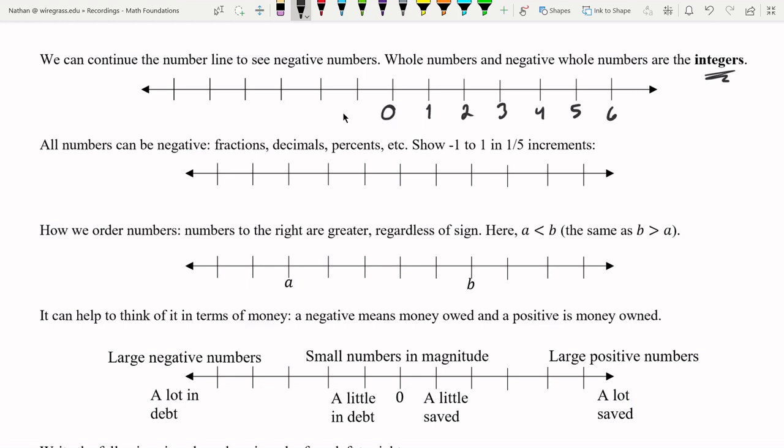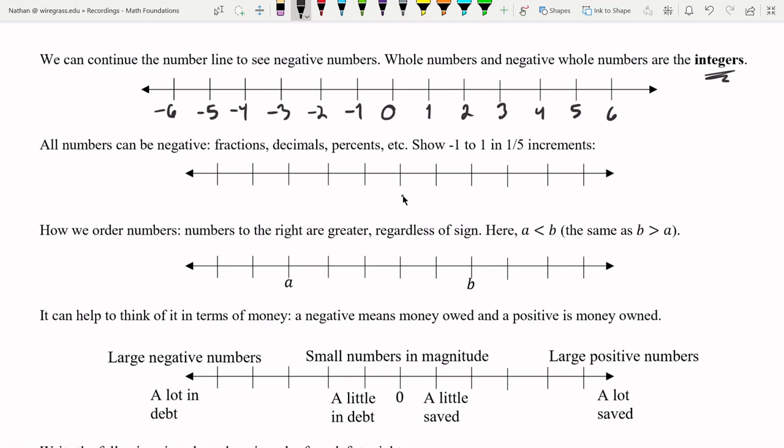But if you go to the left, we're going to get negative 1, negative 2, negative 3, negative 4, negative 5, and negative 6. And of course, that continues indefinitely to the left. All types of numbers can be negative: fractions, decimals, percents, all those kinds of things.